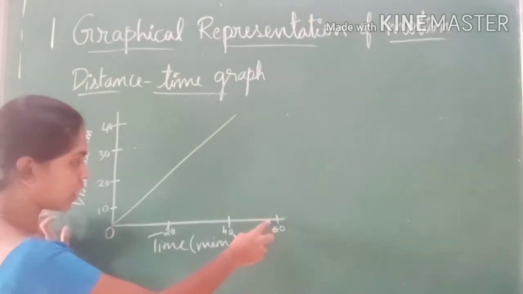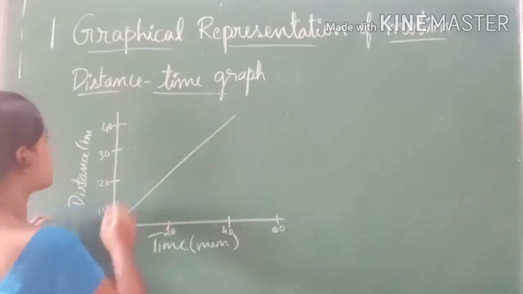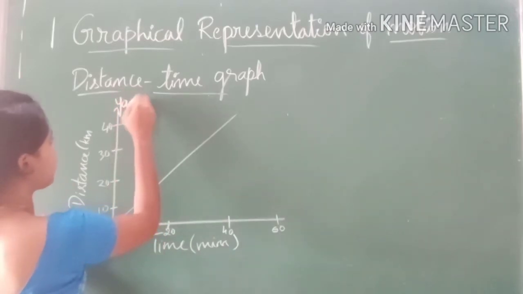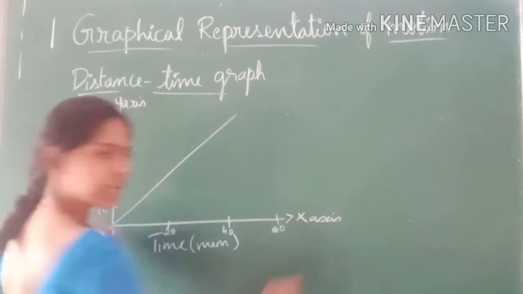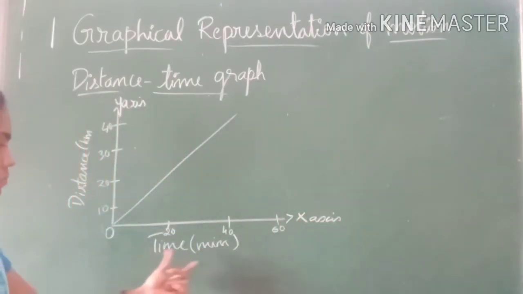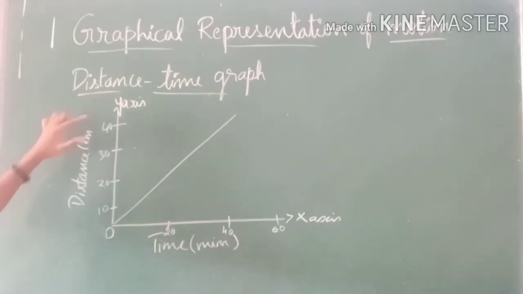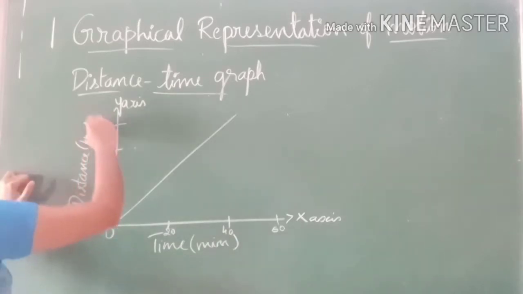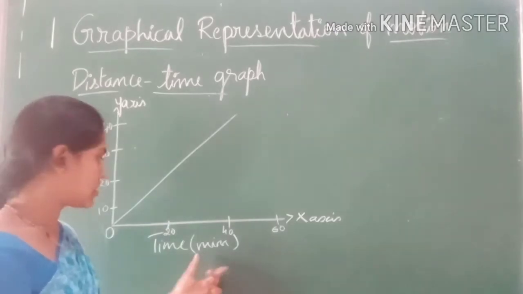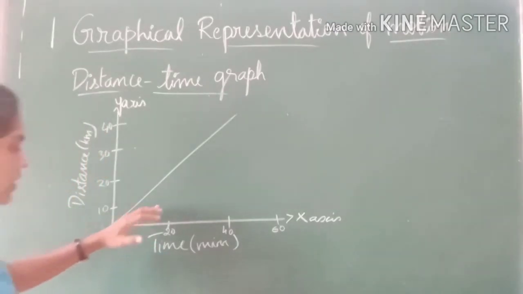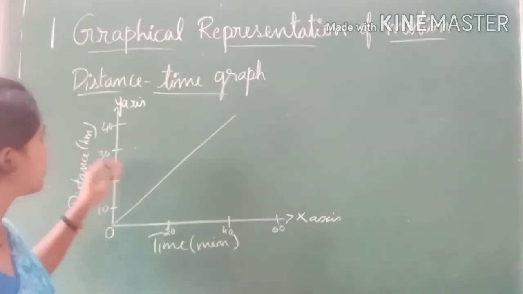So there are two axes. One is the x axis, horizontally, and this is the y axis. Along the x axis I have taken time in minutes, and along the y axis I have taken distance in kilometer. We measure the distance in kilometer here, time in minute. This figure shows the distance time graph of an object moving with uniform speed.